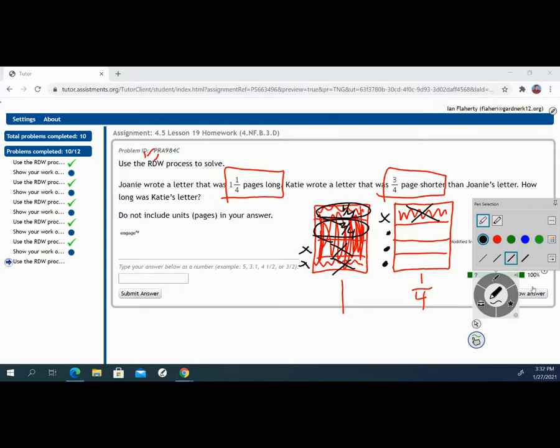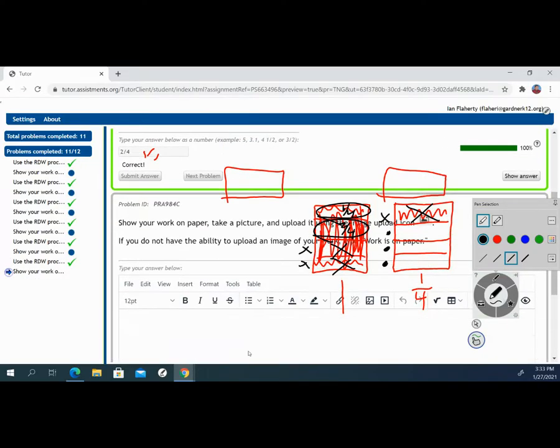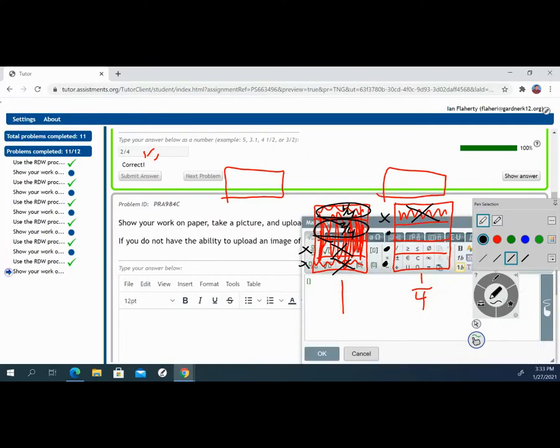And they don't want you to put pages or anything in there. Just 2/4. We could also call that half a page, which again we'll get into a different time. And then submit. It says I'm correct. I go to the next problem. Like I said, eventually we're going to start getting into this more as well.